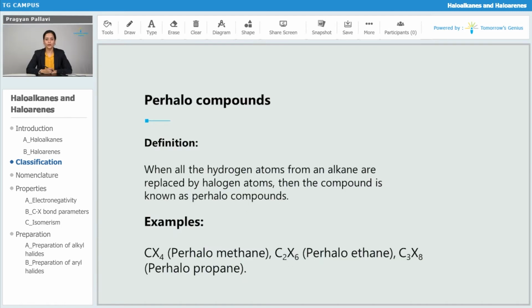Per-halo compounds. When all the hydrogen atoms are replaced by halogen atoms from an alkane, such compounds are called per-halo compounds. Say for example, we have methane. From methane, if all the hydrogen atoms are replaced by halogen, then it is called per-halomethane. Similarly, when we have ethane and all hydrogen atoms are replaced by halogen atoms, it is known as per-haloethane. And for propane, with all hydrogen atoms replaced by halogen atoms, it is called per-halopropane.